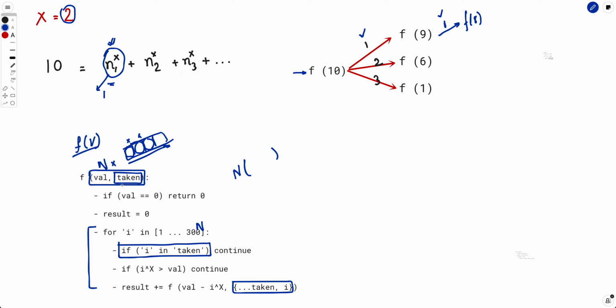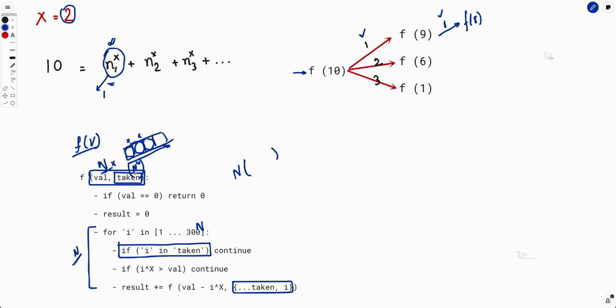Now you need to optimize this. So notice what exactly you want to optimize. You are fine with this n. There is no issue with this n, and no issue with this n as well. This taken is what gives you a complexity of n to the power n, and you want to reduce this. So how to reduce this?